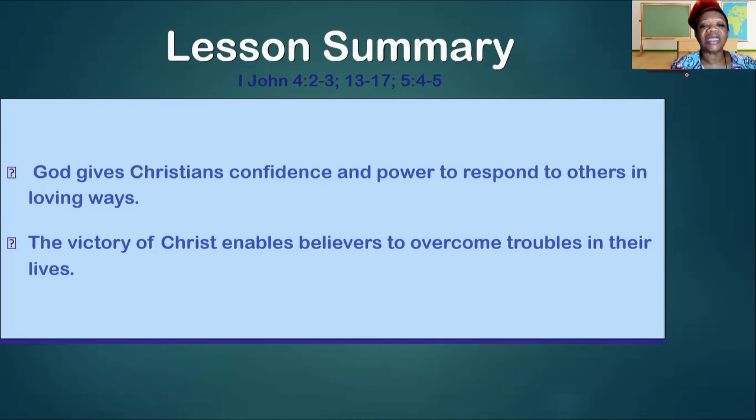The victory of Jesus enables believers to overcome their troubles in their lives. We can overcome our troubles in our lives. And that is the difference between believers and non-believers. Non-believers are going, oh, woe is me. What am I going to do? Oh, no. I don't know how to get out of this. I don't know how to get over this. I don't know how I got myself into this.